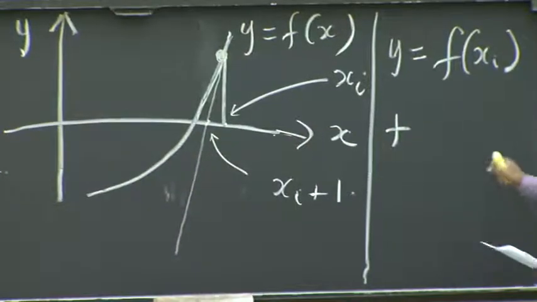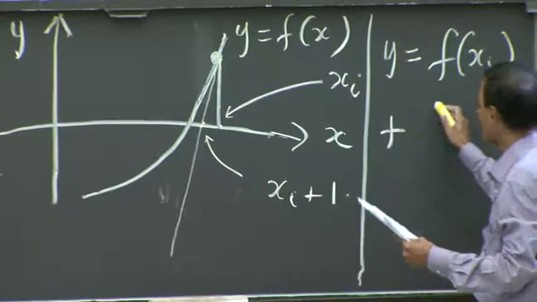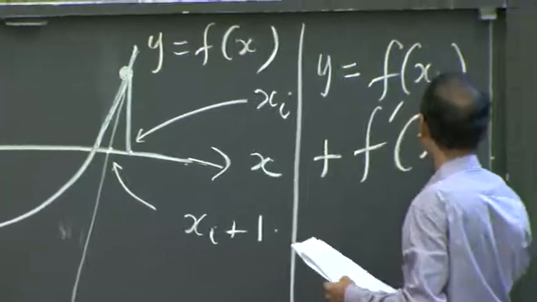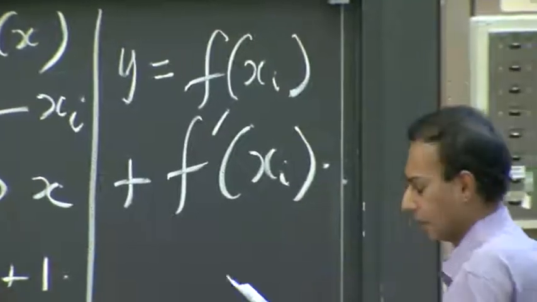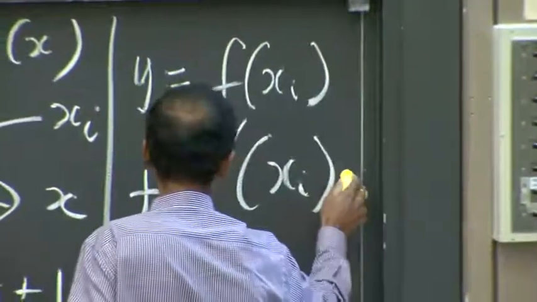Right. So what do we have here? So we have f prime xi. Now, come on, let's finish it. Times x minus xi. Thank you.